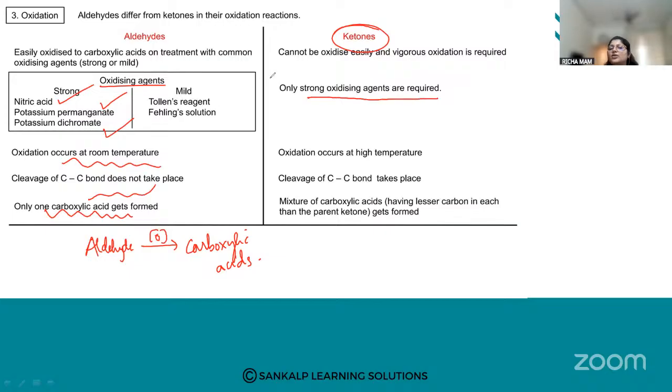When you are using an oxidizing agent for an aldehyde, you can use either strong or mild. But when you are oxidizing a ketone, you have to use only a strong oxidizing agent. Here the oxidation occurs at high temperature, the cleavage of the C-C bond takes place, and a mixture of carboxylic acids is formed.